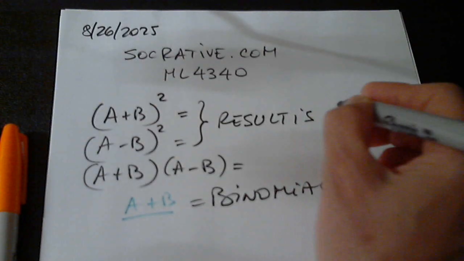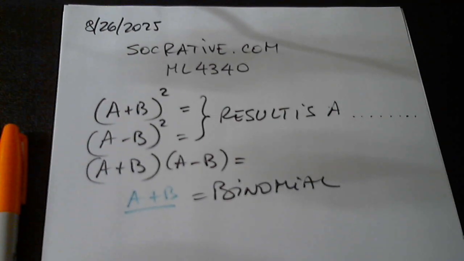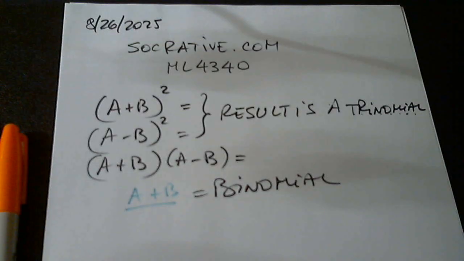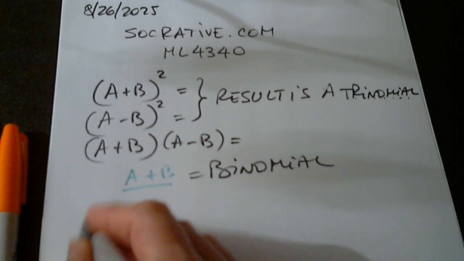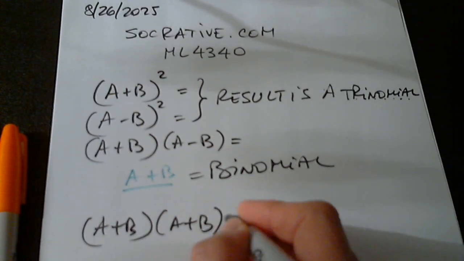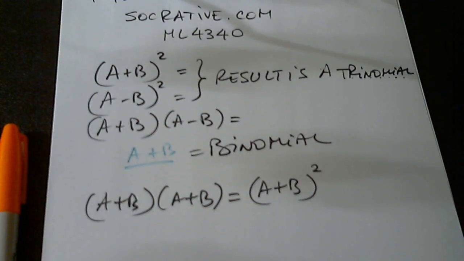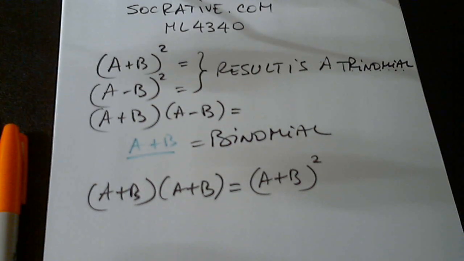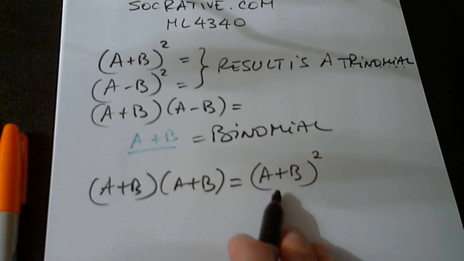The result is a trinomial? Excellent. It is a trinomial. So if you remember, A plus B times A plus B is the same as A plus B squared. Do you agree with that? Yes. Everybody? Yes, I agree as well. Perfect. So how do I perform this operation?